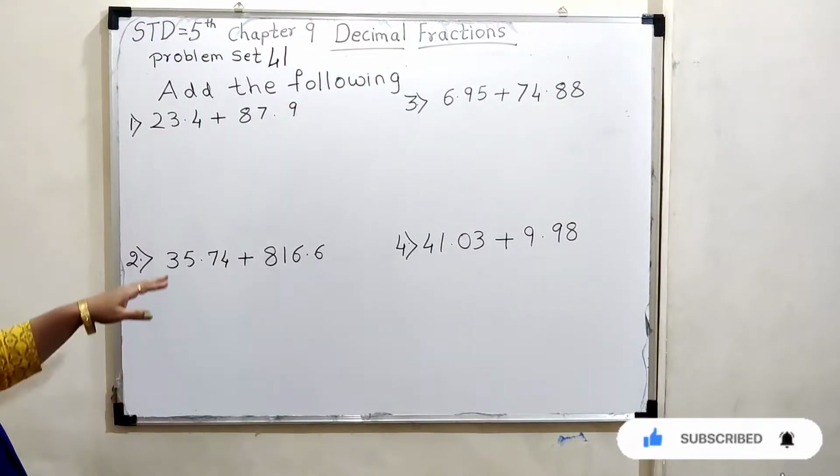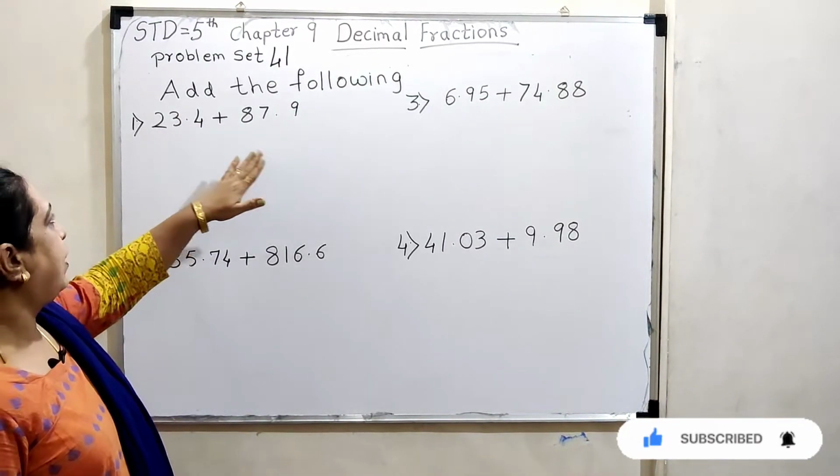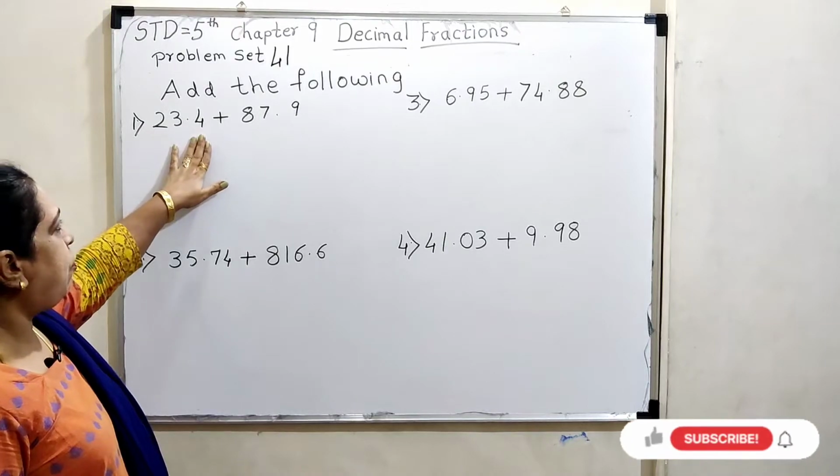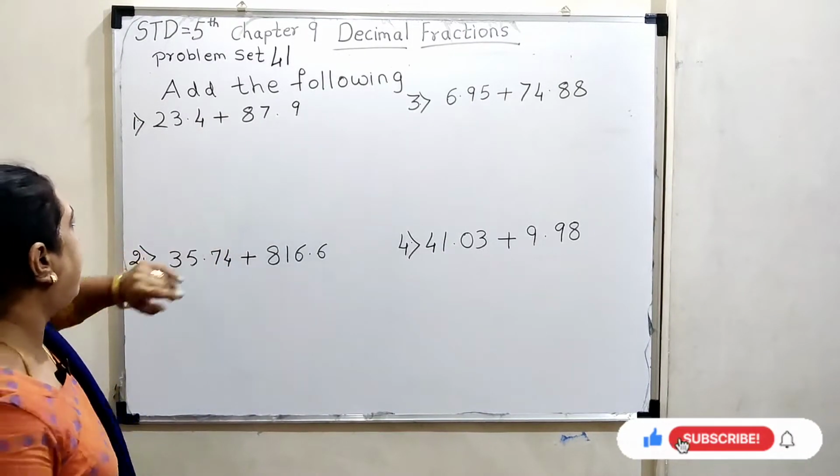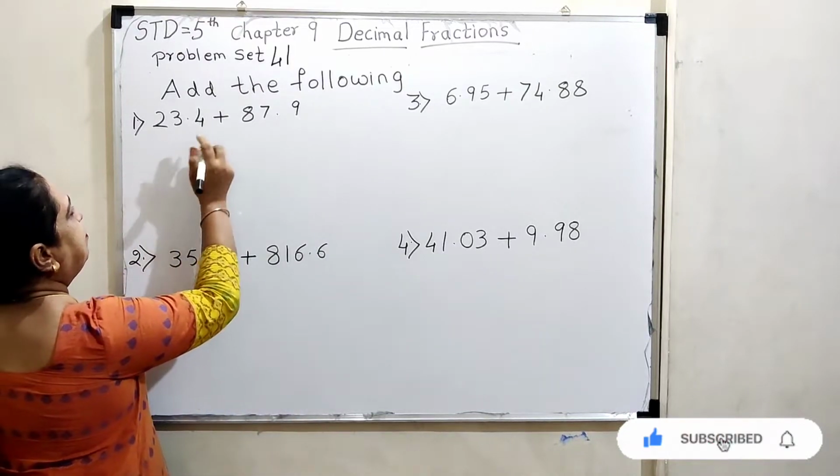Okay. Now, we will add the following. 23.4 plus 87.9. So, I'll teach you how to add. First, you have to write this number.